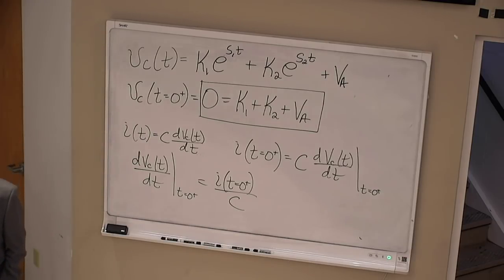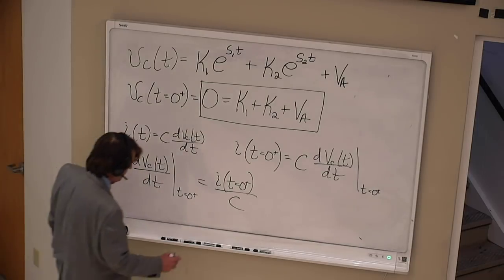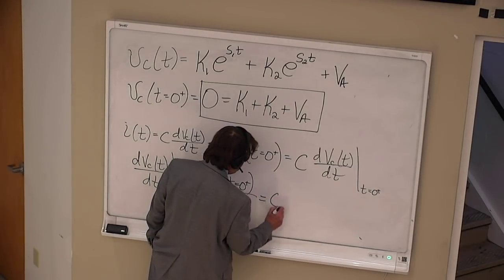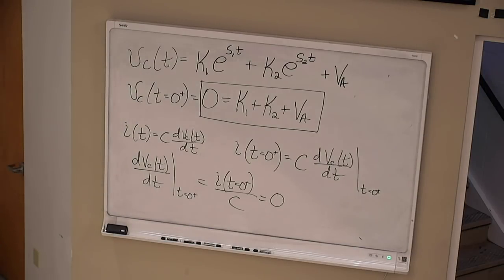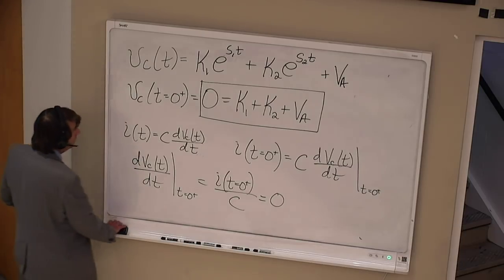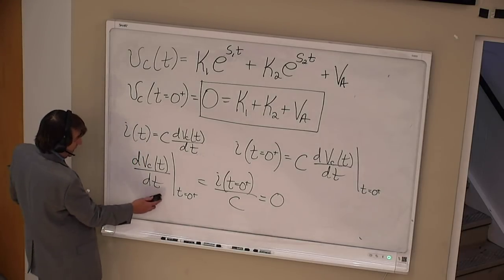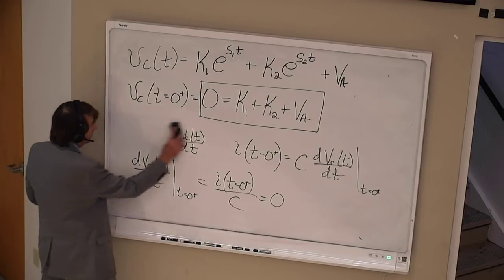Now what's I at t equals 0 plus? 0. So C is non-zero, so this equals 0. So what I got is that the derivative of the capacitor voltage at t equals 0 is 0. That's great. That's my second initial condition. But do you see what I had to do to get it? We're good? All right, now, I'm going to keep this one. I'm going to erase this.